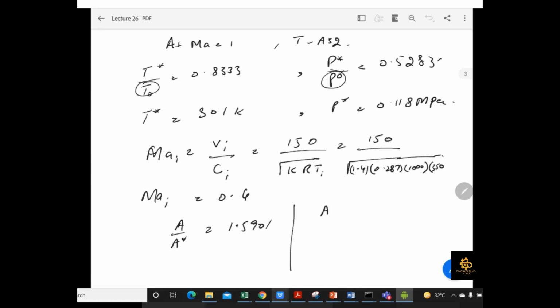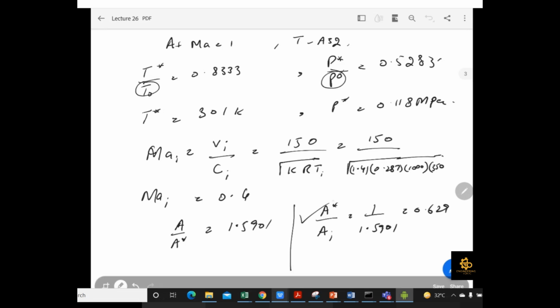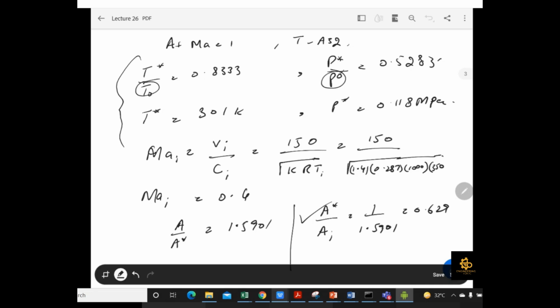In the question it is required that you find A star by A, so you just have to invert it. 1 over 1.5901 is equal to 0.629. So this is your third required thing. All the required quantities from the problem are now known to us. If you have any question, you can ask me. Otherwise, you can note it down.